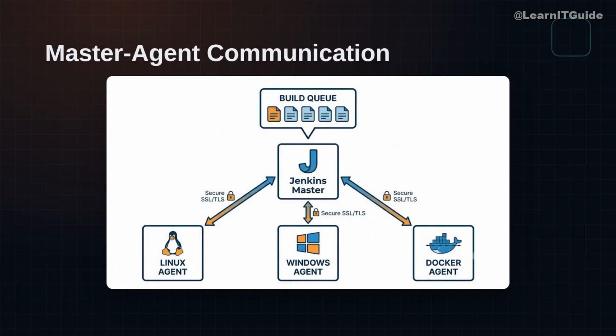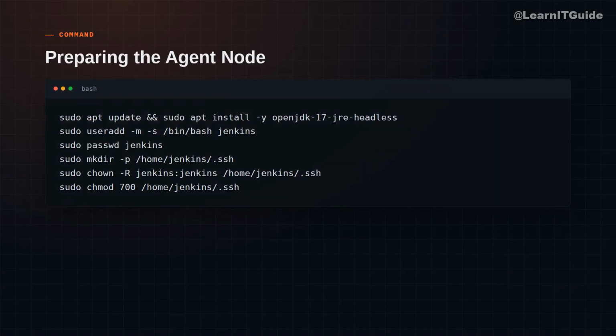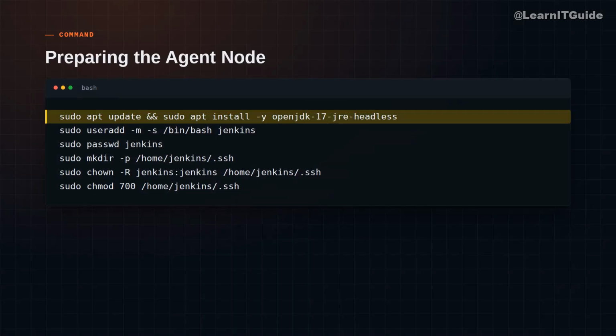Now, let us look at how this works internally. The master node maintains a persistent connection with every agent. When a job is triggered, the master doesn't just run it. It serializes the task and sends it over to an available agent. The agent executes that task, and then it streams the console output and the results back to the master in real time. This keeps your central controller lightweight and responsive, regardless of how many builds are currently running in your cluster.